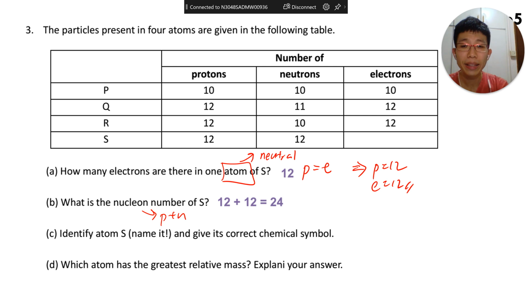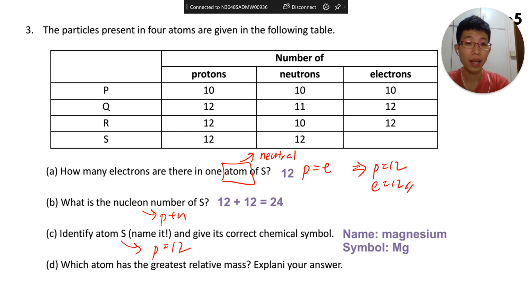Next, identify atom S, name it, and give its correct chemical symbol. So we know that it has a proton number of 12. P equals 12. So you go back to the periodic table and search which element has a proton number of 12. In this case, if I'm not wrong, it will be magnesium. And the symbol will be Mg.